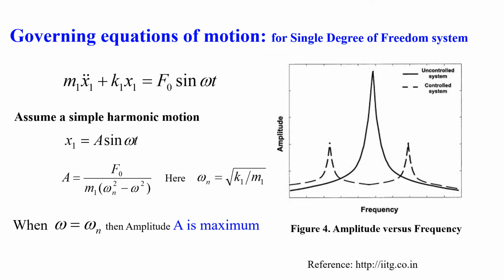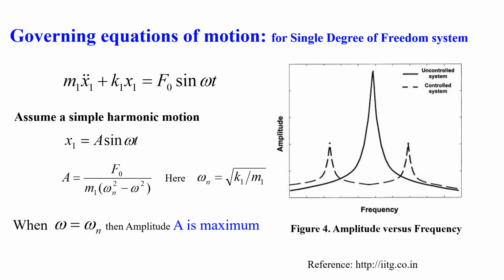When the natural frequency of the system coincides with the excitation frequency, then amplitude A is maximum and that system is called an uncontrolled system. The response of amplitude versus frequency is shown in figure 4. And then there is another curve for the control system.